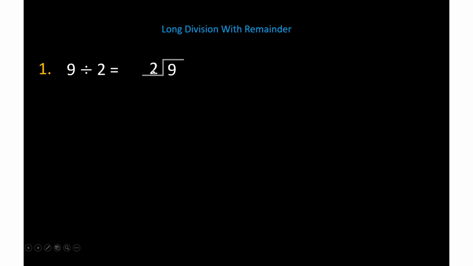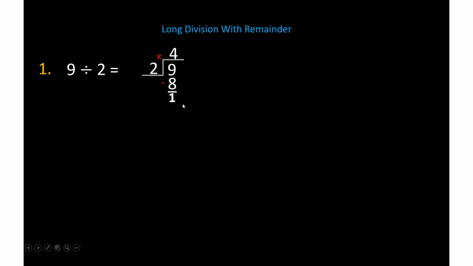How many 2s are there in 9? We'll see that there are 4 2s. And the 4 2s will sum up to 8. How do we know that? By multiplying 4 times 2, which is 8. And then we find out whether we have a remainder. Subtracting 8 from 9. So 9 minus 8 is 1.